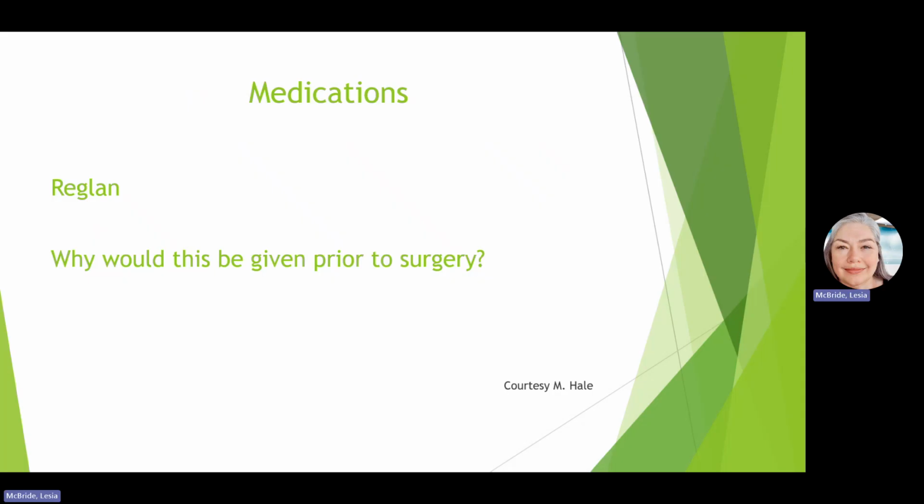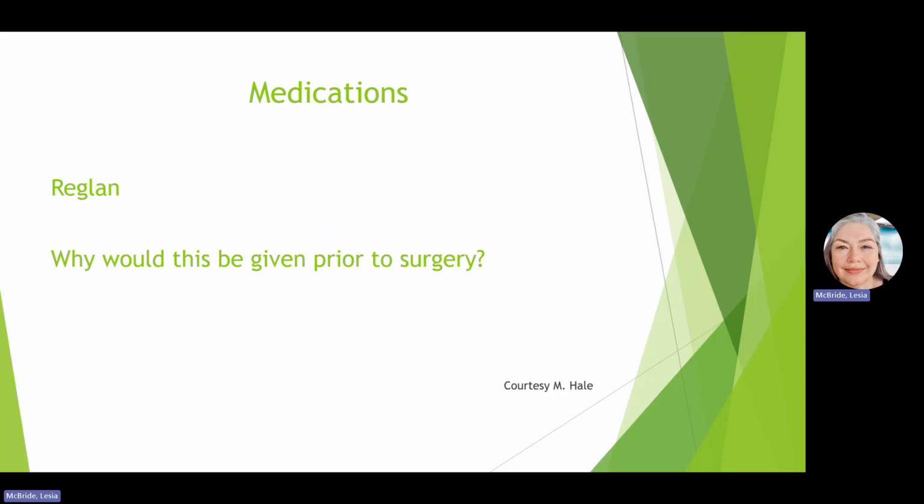Reglan helps with nausea and vomiting by speeding up the emptying of the stomach. Now, it doesn't treat nausea and vomiting. What it does is it makes certain that that stomach is empty. That way, we don't have to worry about that patient regurgitating anything from the stomach. We don't have to worry about them getting that into their lungs.